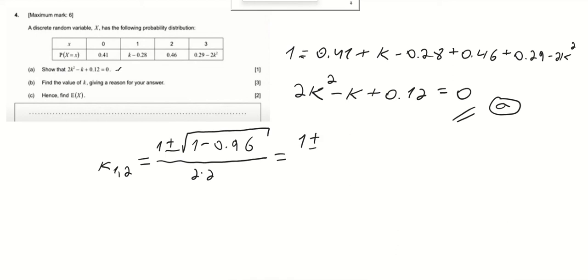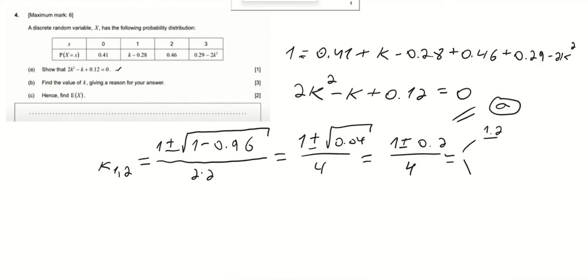and divided by 2a, which is 2 times 2. So here we have the square root of 0.04 divided by 4. The square root of 0.04 is 0.2. And then we have here two outcomes. So the first will be 1.2 divided by 4, which is 0.3, and the second will be 0.8 divided by 4, which is 0.2.